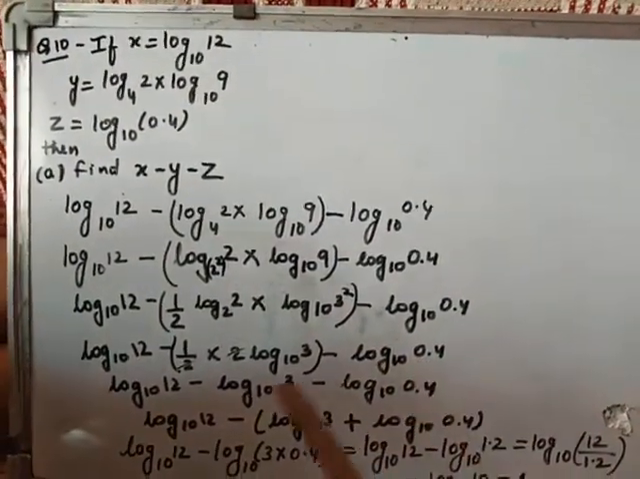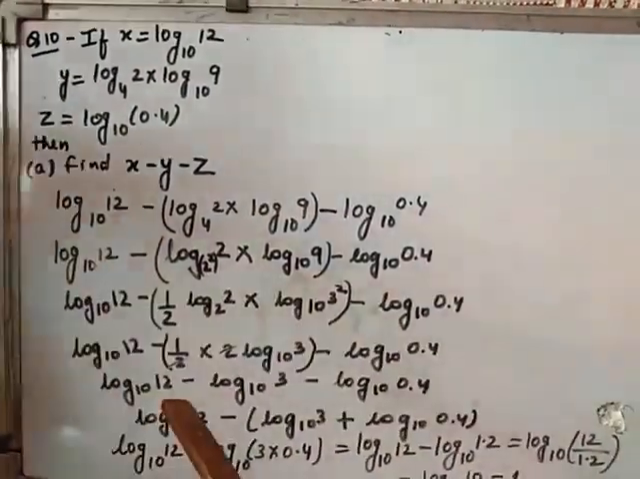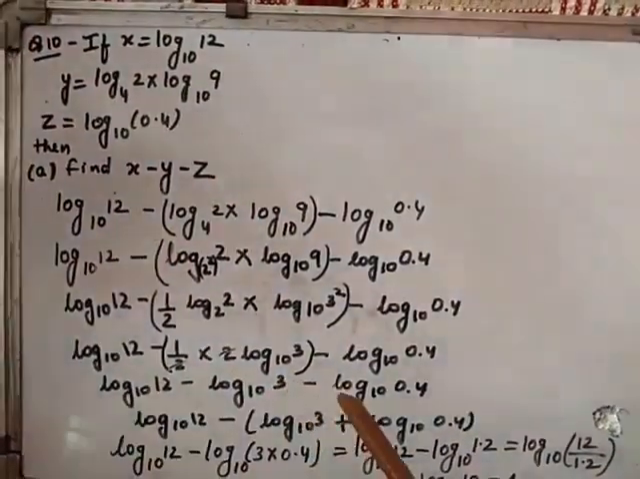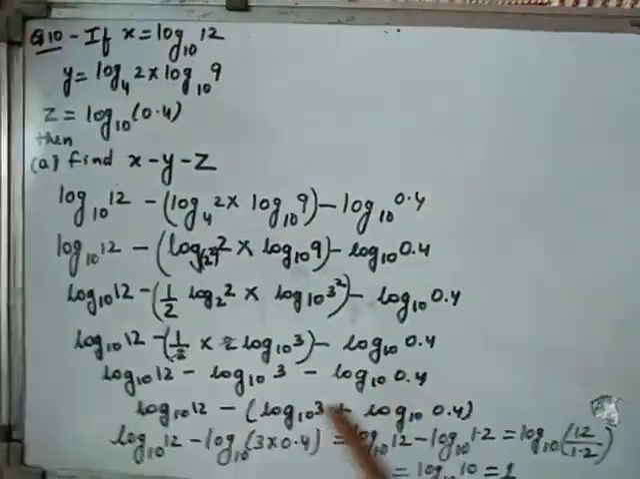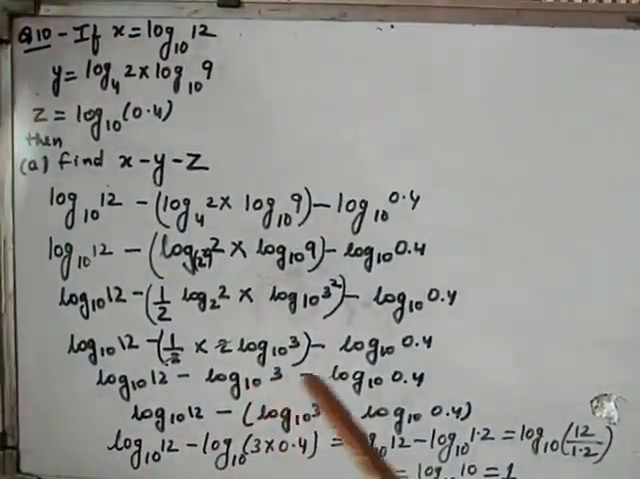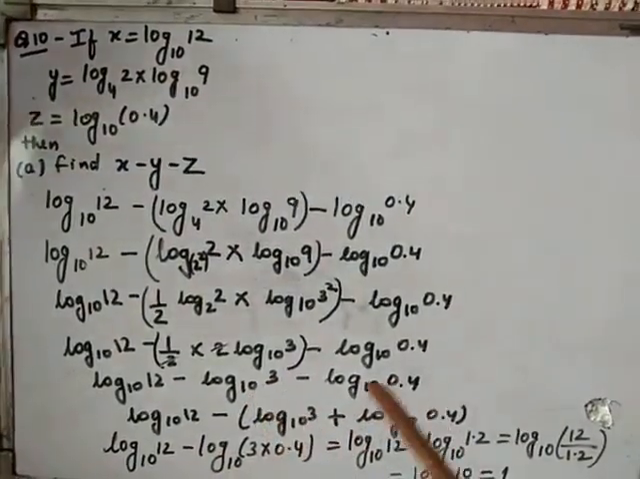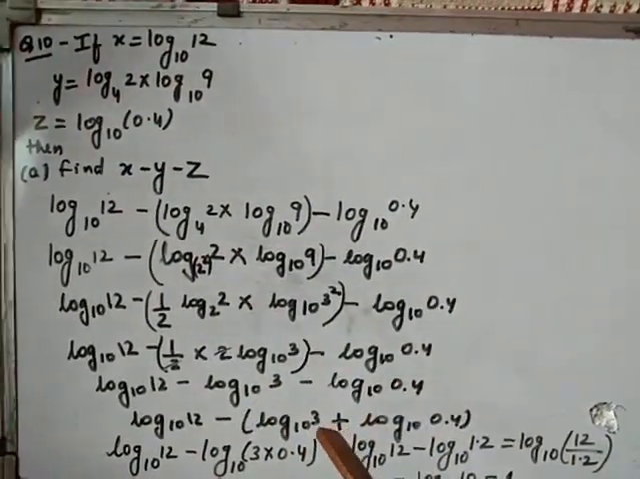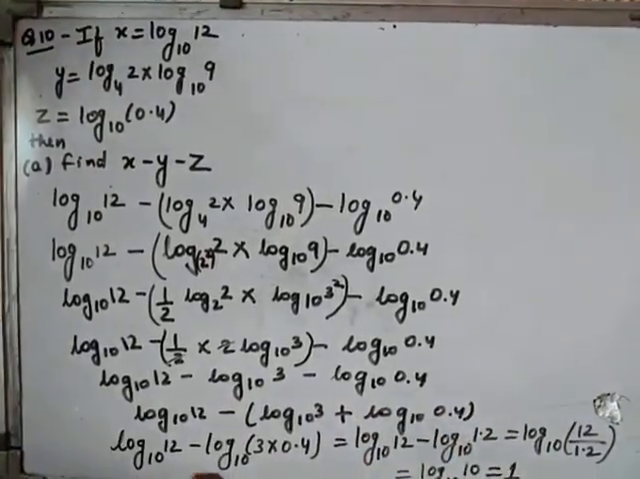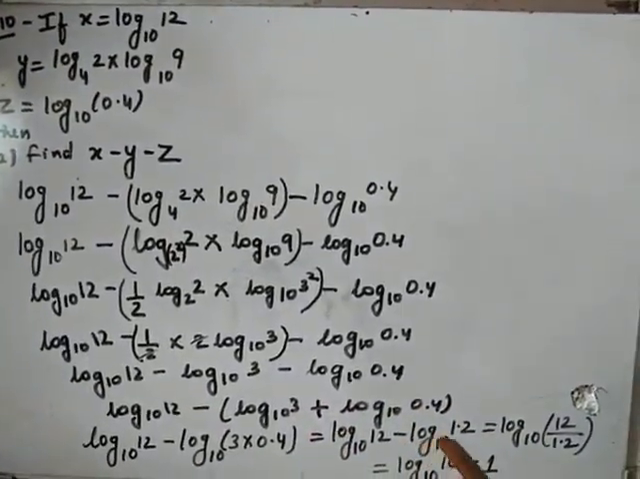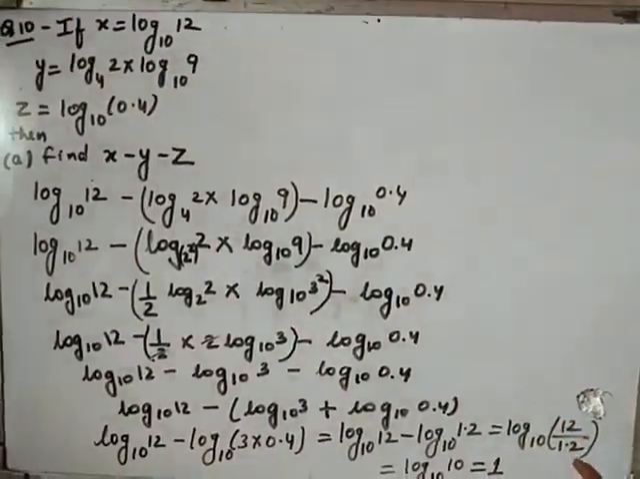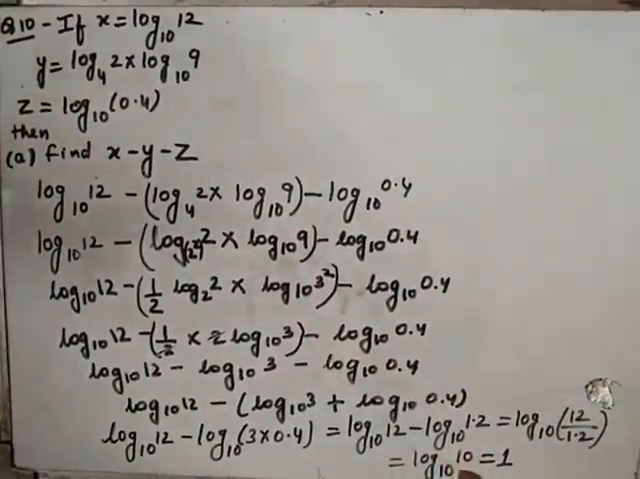Clear student? Now log to the base 10 of 12, this 2 and 2 is cancelled, minus log to the base 10 of 3 minus log to the base 10 of 0.4. Log to the base 10 of 12 minus, now here we take these two in one bracket, so here we are getting 3 into 0.4 which is 1.2. So log to the base 10 of 12 minus log to the base 10 of 1.2 which is log to the base 10 of 12 upon 1.2 which is log to the base 10 of 10 which is 1.